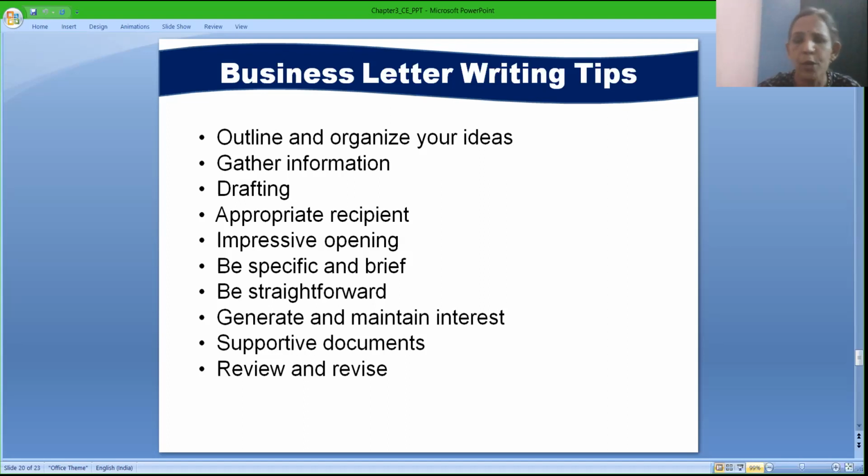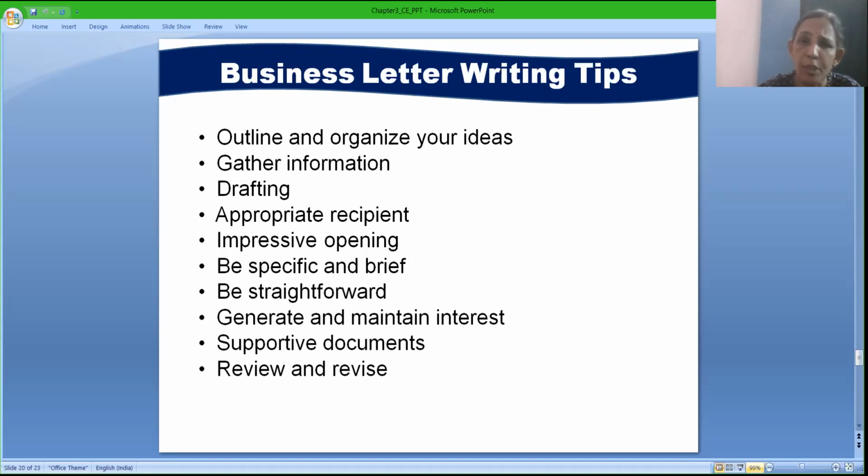The first thing that we need to do is outline and organize our ideas. What is the purpose behind writing this particular letter? What kind of information do I have to gather in order to provide the necessary supporting documents, or the evidence, in order to use the right words and the right sentences? How can I convince the reader? For that, I have to gather information.